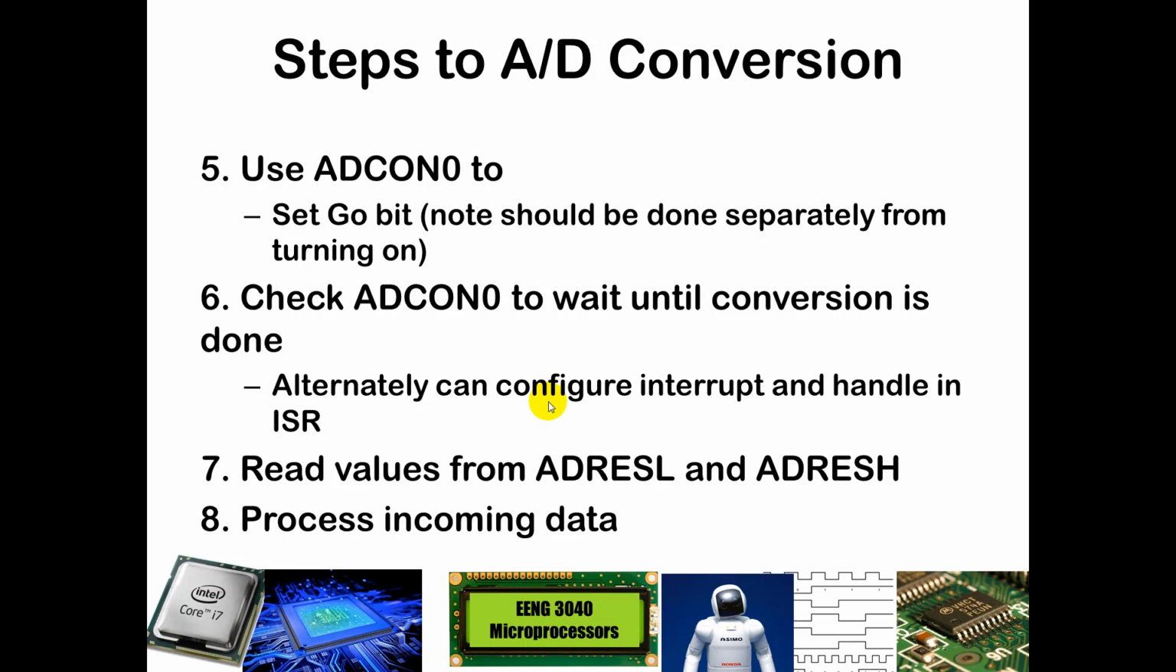Then you can either poll the ADCON0 go bit, go and done, to tell you when it's finished, or you can configure your interrupt service routine to handle whenever the analog to digital converter is finished. Once it is finished, whether you've checked and found out that the go bit has now gone back low, or you've got an interrupt, then you're going to want to read the result in ADRESL and ADRESH and go ahead and process the incoming data and do whatever you're going to do with it, whether that be writing out to a display or turning on some other device as a result of the analog quantity.